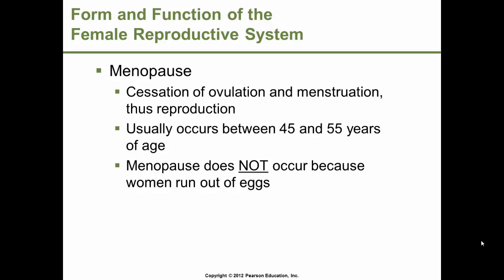Menopause does not occur because women run out of eggs, because if you recall, we discussed earlier that females at puberty are left with approximately 200 to 400,000 eggs, which will continue to decline over time, but a female will only ever use approximately 400 of the eggs that she has, one a month, over approximately a 36-year period of menstruation.